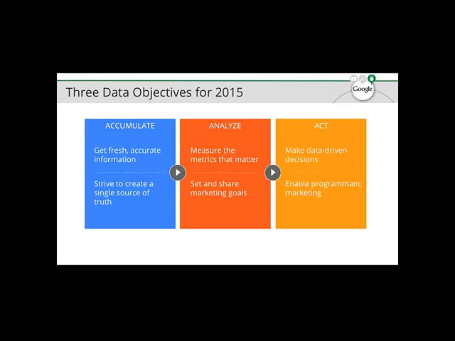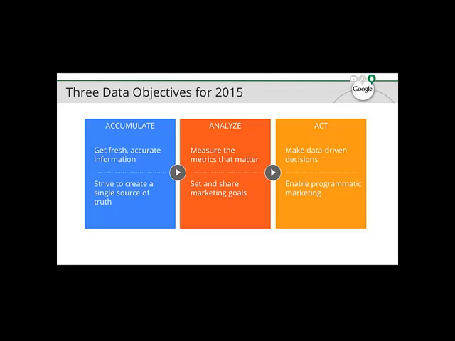From an accumulate standpoint, the key point is that it's very important to get fresh, accurate data and make sure that there's only one source of truth. Oftentimes in organizations you find a lot of different systems, and it's very hard to reconcile all of them. So the intent is to make GA Premium the single source of truth when it comes to generating marketing insights.